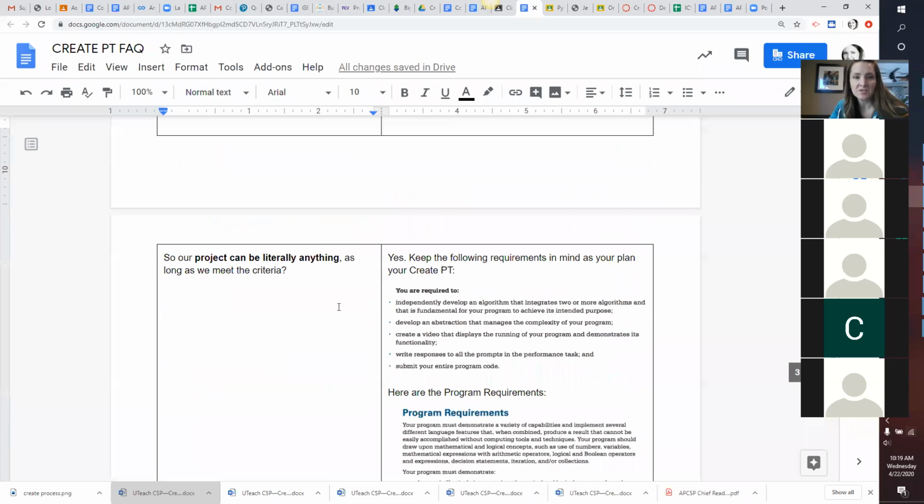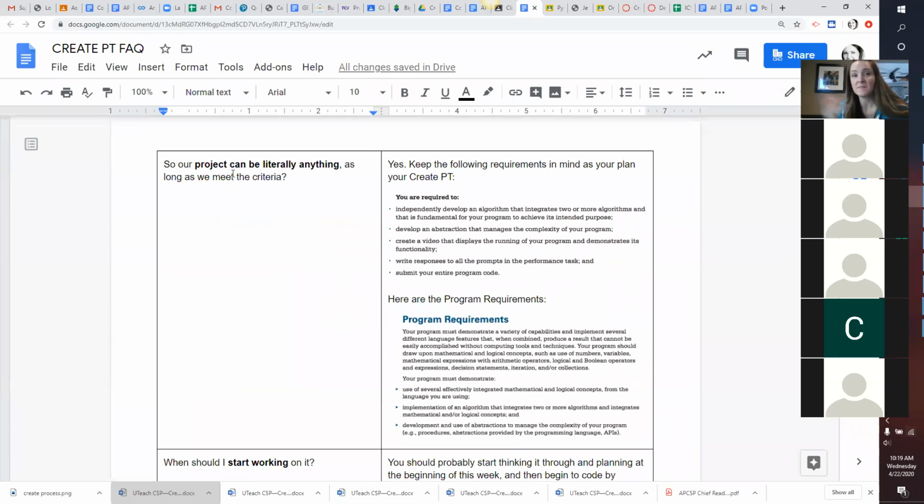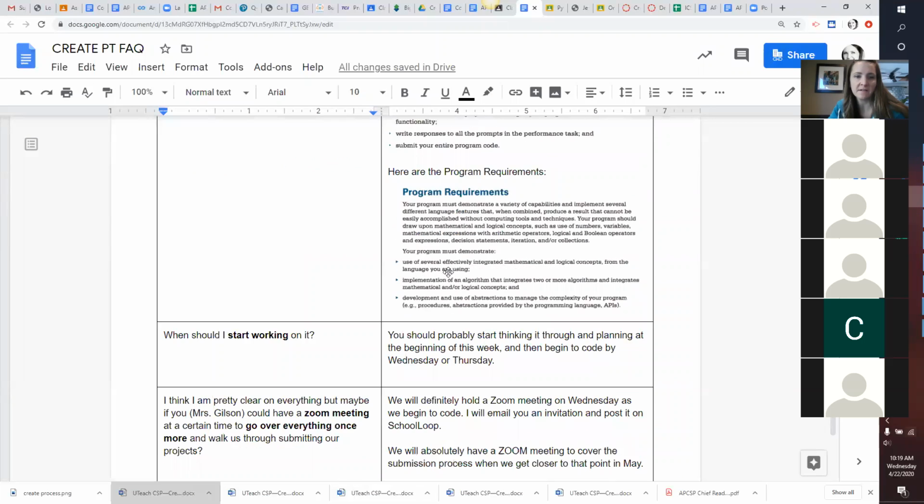A few more questions about journaling. Someone asked me, what can this project be? Can it be literally anything? And the answer is yes, as long as it meets the requirements. So the requirements are in there.